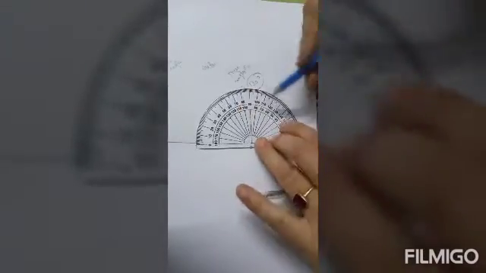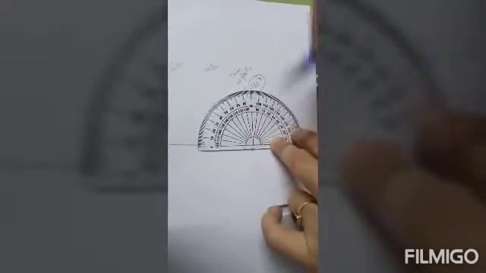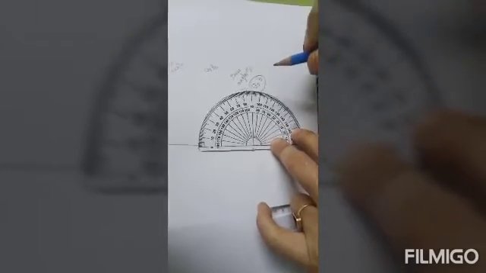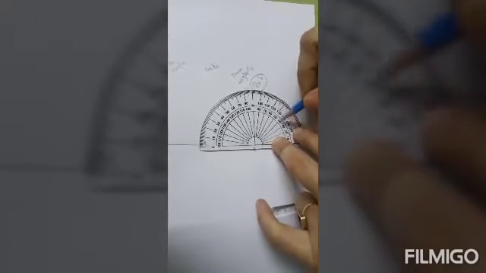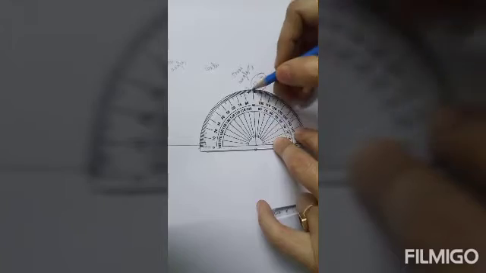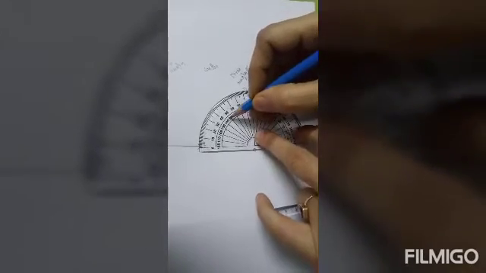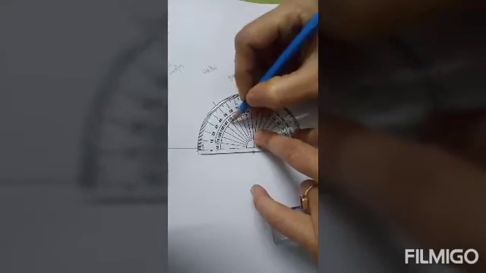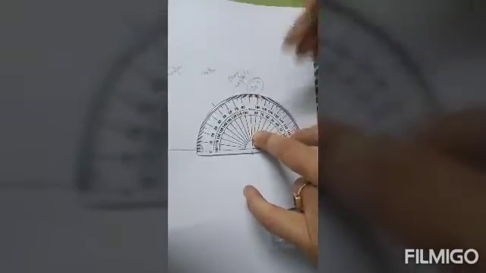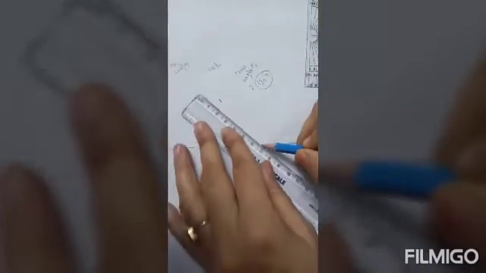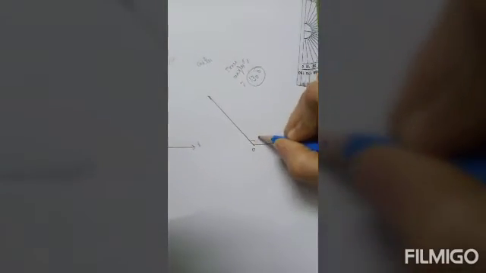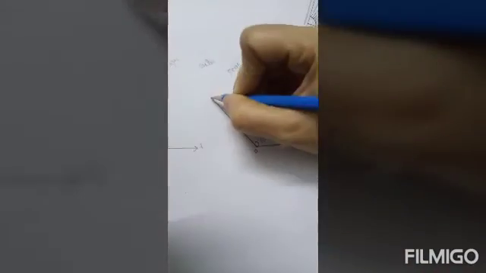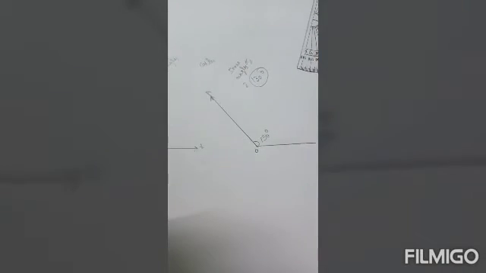Then for 130, you should look at the inside numbers, students. What do you have to see inside? 0, 10, 20, 30, 40, 50, 60, 70, 80, 90, 100, 110, 120, 130. So here is 130. You have to mark like that. Now join it using your scale. You got it, so mark it as 130 degrees. Put on the arrow marks and write any alphabet of your wish.